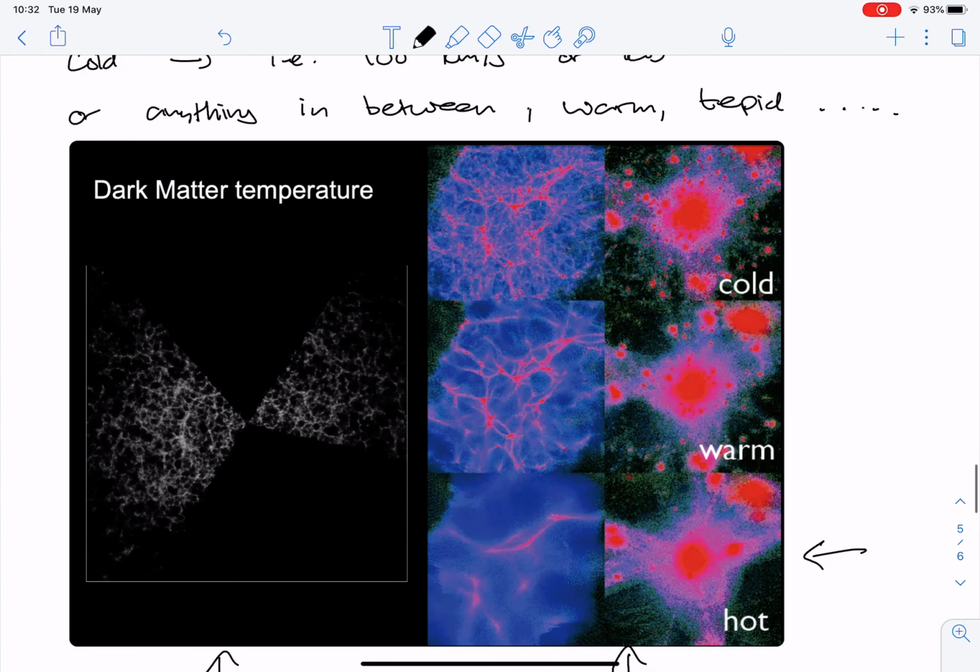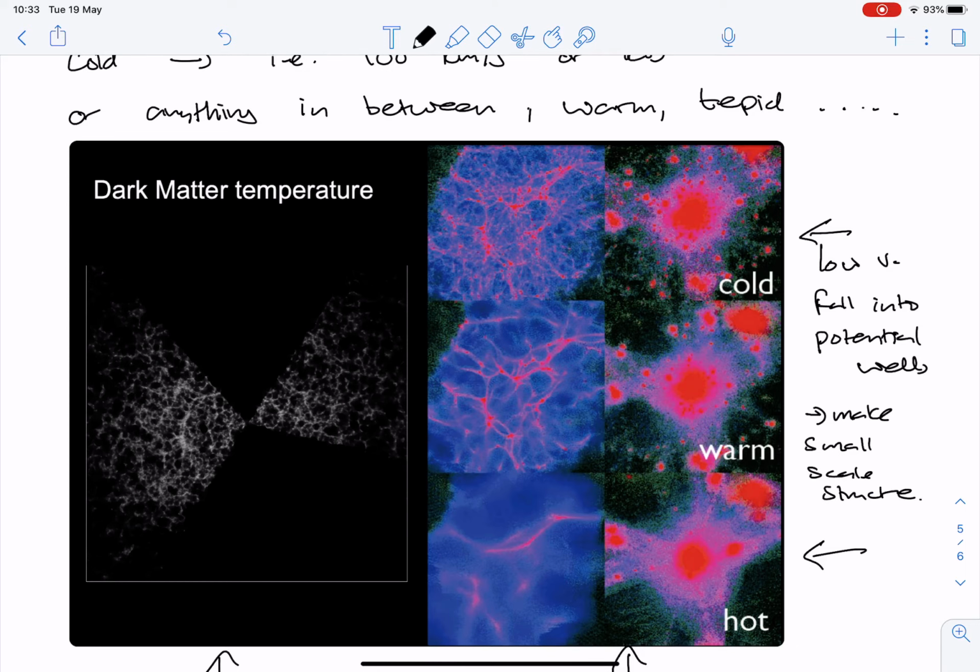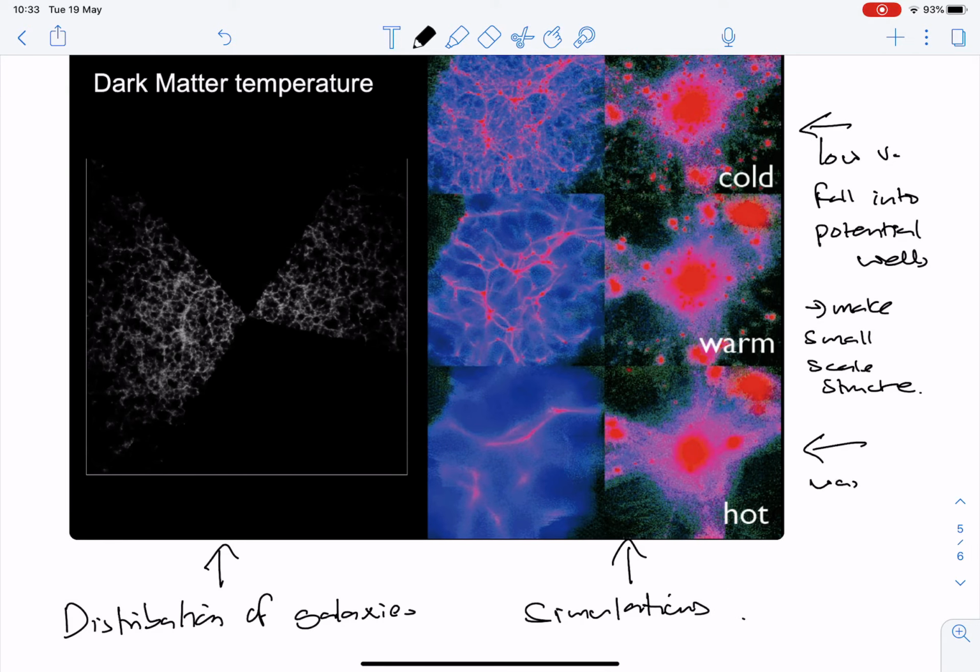On the other hand, if dark matter is cold, up here, you have low velocity and you fall into the potential wells. And when you do that, you make small scale structure. Whereas with the hot dark matter, you wash out small scale structure.